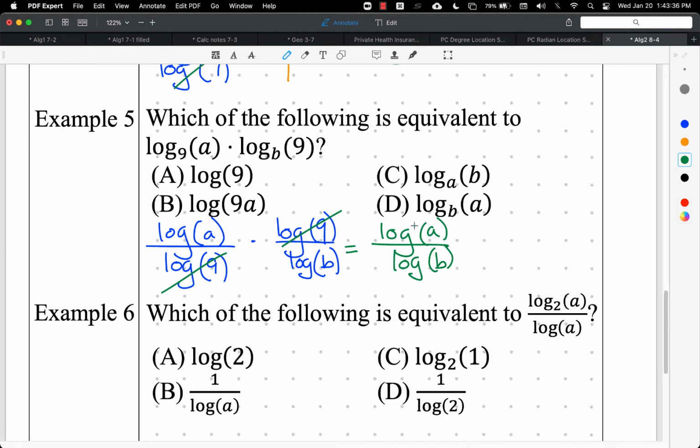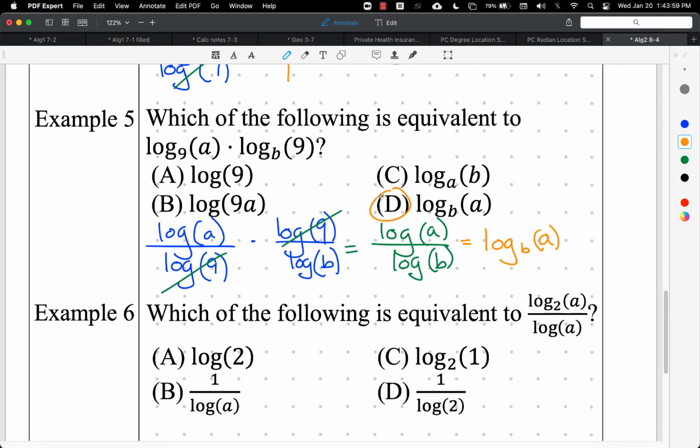Let's hear from Wyatt. Okay, I think that we can undo the base formula to put it into something else. So I think that if we undid it, it'd be log base B of A. You are correct. It's the change of base formula backwards. So then it would be D. Correct answer is D.